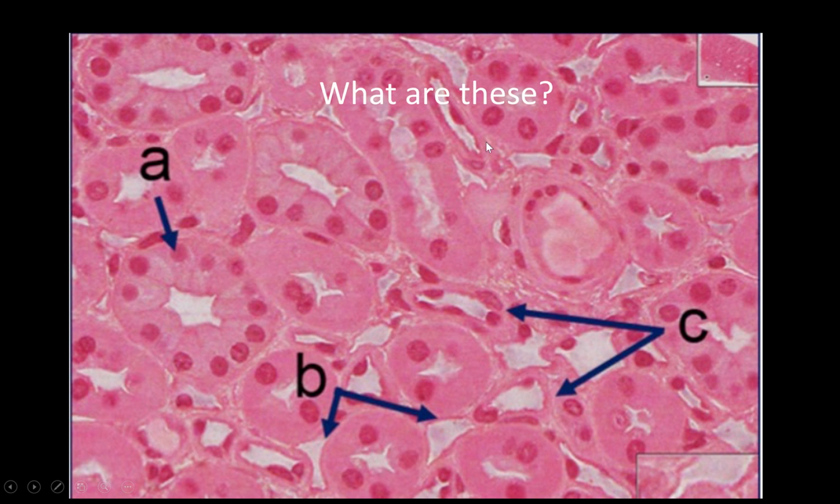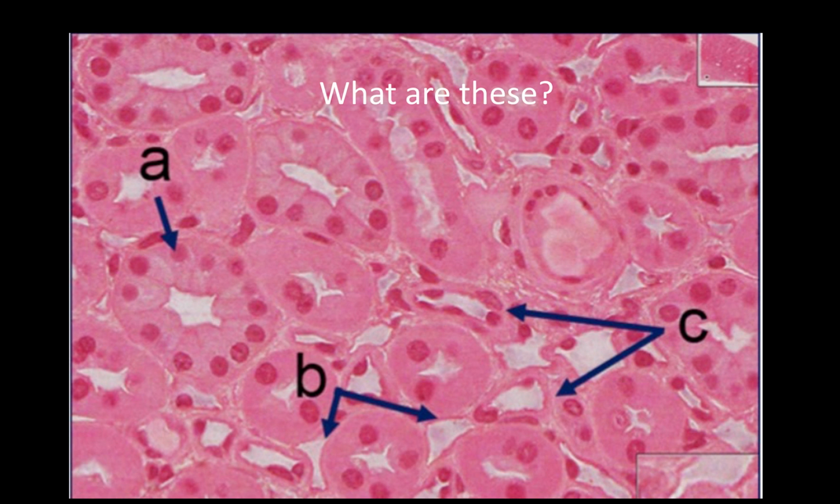Okay, so what are these? So we're going to start off with A. Hopefully A is the easiest for you guys. And this right here should be really helpful to you guys, okay? So this is showing you that we're in the medulla of the kidney. The medulla of the kidney, okay? And that's really important in understanding what structures are common in the medulla of the kidney, right?